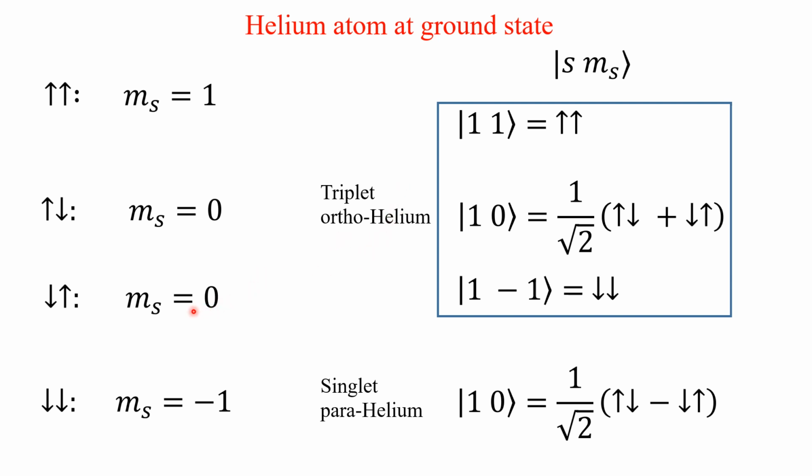Since there are two cases with ms equal to 0, we will write like this. One is the symmetric one and the other is antisymmetric. Here there is no question of symmetry, because both are up, and here both are down, so it is naturally symmetric. Here also we are adding the symmetric one. Here it is antisymmetric, which is called singlet parahelium. This is triplet orthohelium.